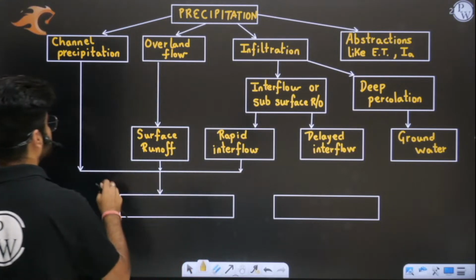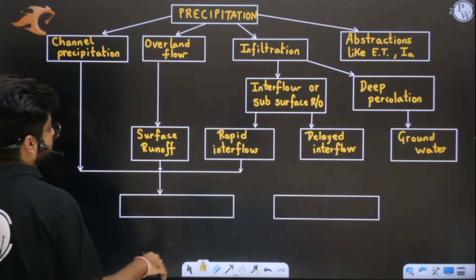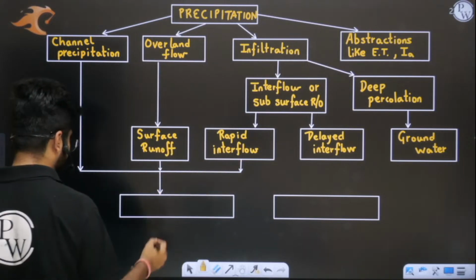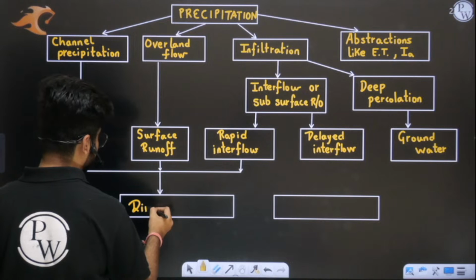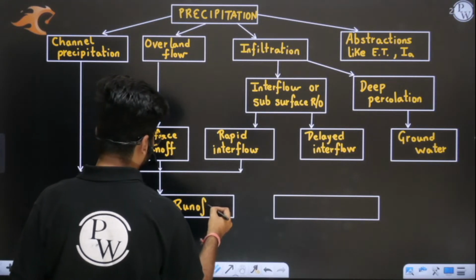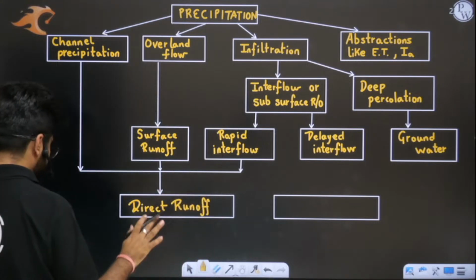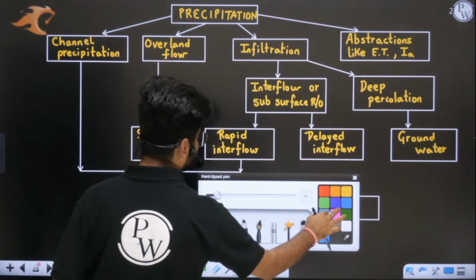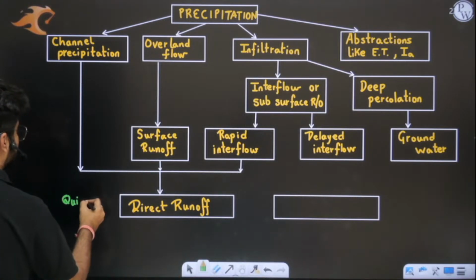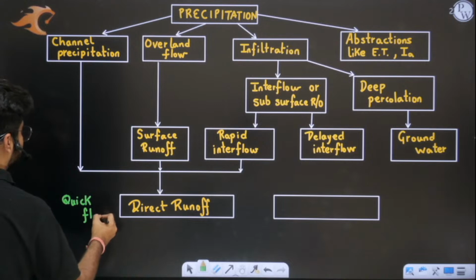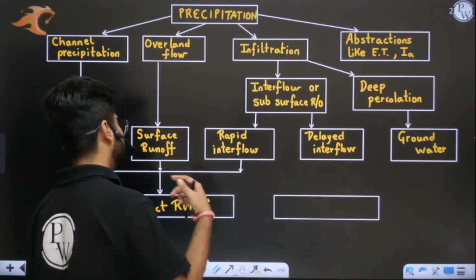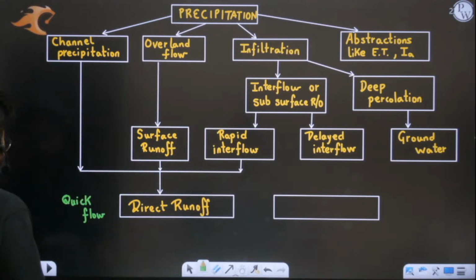See all these parts: whatever water is falling on the channel, whatever is the surface runoff, whatever is the rapid interflow, all these parts will reach quickly to the river. That's why I will call it direct runoff. Direct runoff means the one which will take very less time and reach quickly to your river after the rainfall. Within 1 or 2 hours, all the water will reach your river and ultimately your outlet.